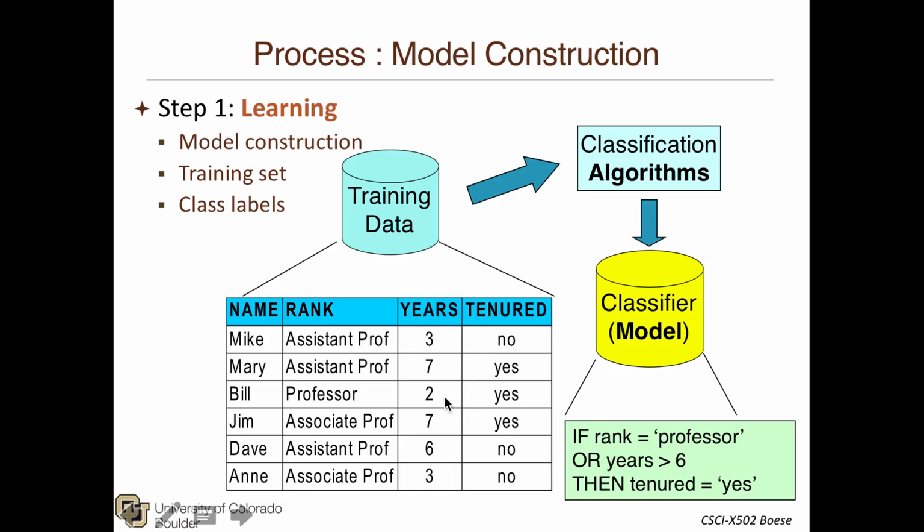And so here's some example with name and rank, years, and tenured. We go through and build out a model. We have some rule here. If the rank is professor or year is greater than 6, then we're going to classify tenured is equal to yes.